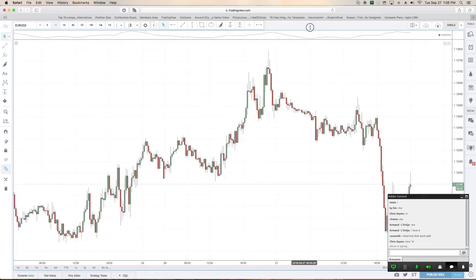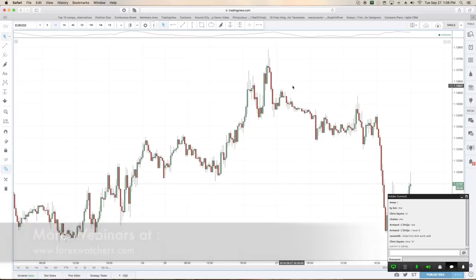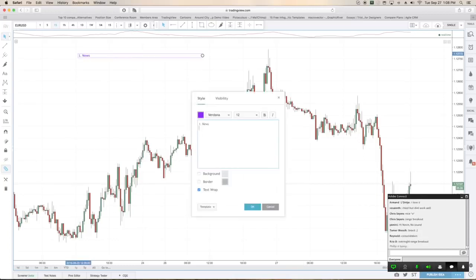Okay, so what kind of breakouts are there? What things can break out? What techniques can break out? Okay, news, range, support resistance, candle patterns, supply and demand, very similar to support resistance, but okay, and fib levels.